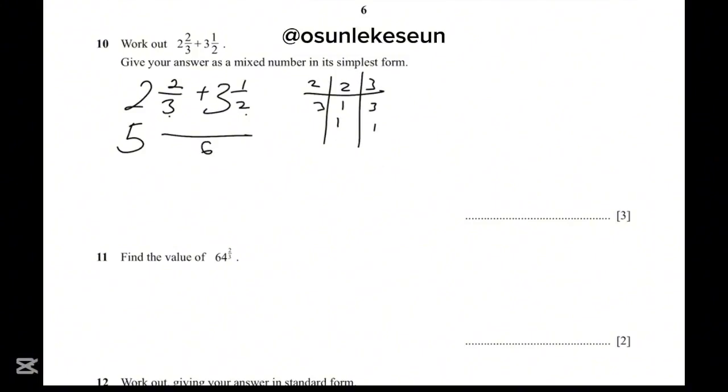So 6 divided by 3 is 2, 2 times 2 is 4. Then 6 divided by 2 is 3, 3 times 1 is 3. So it's going to give us 5 whole number 7 over 6. And 7 over 6 is an improper fraction, which can still be written as 1 whole number 1 over 6. And when you add it together, we're going to have 6 whole number 1 over 6 as our final answer.